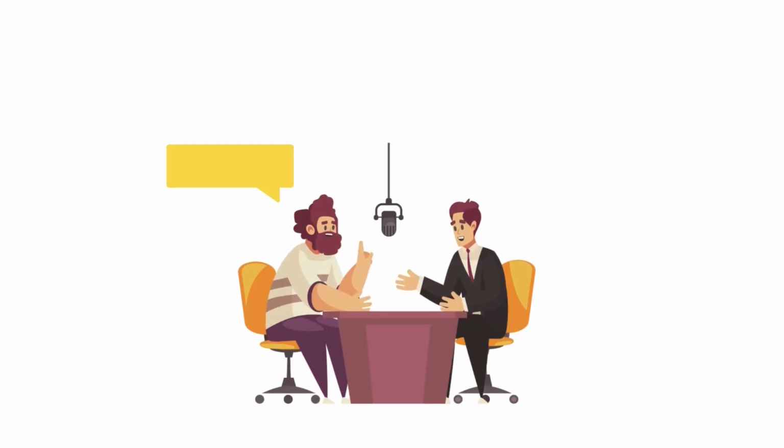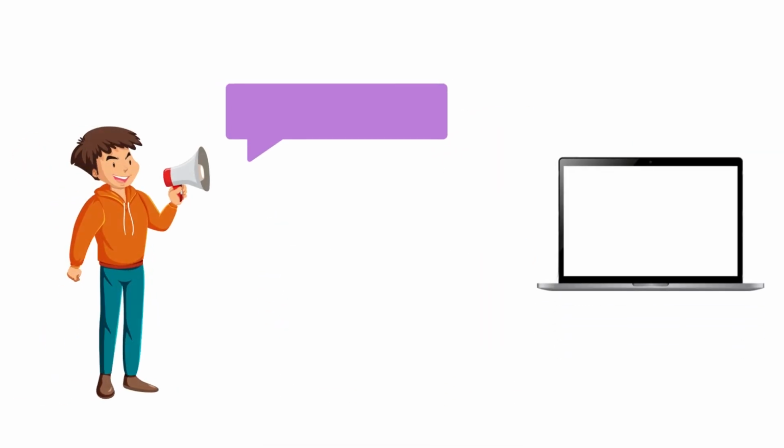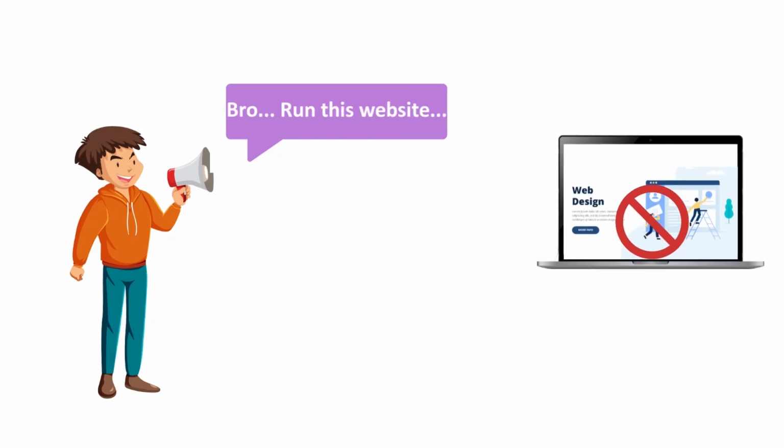Let's start. Java is a programming language. Just like we use English to talk to humans, we use Java to talk to computers. Imagine telling your computer, bro, add these numbers. Bro, save this file. Bro, run this website. But computers only understand 0s and 1s. So Java works like a translator who knows both English and binary.